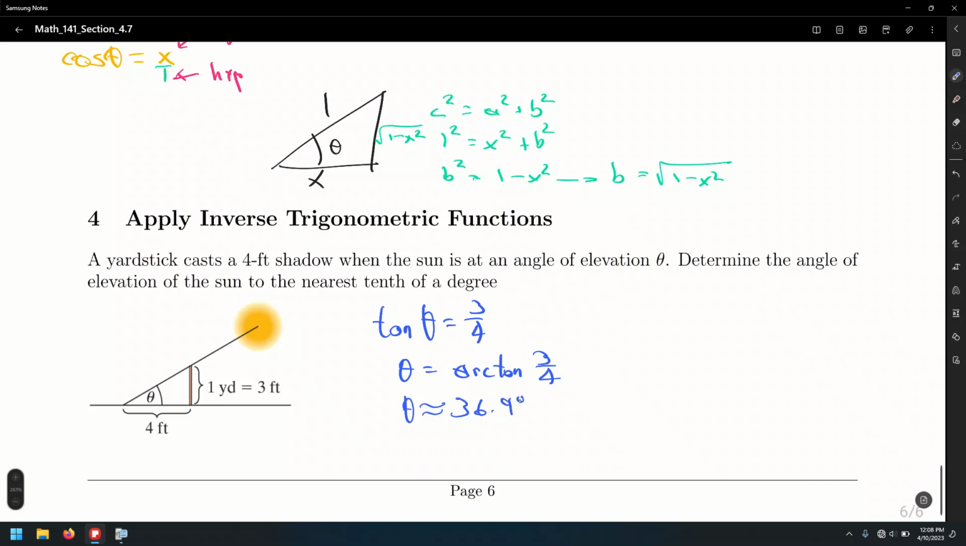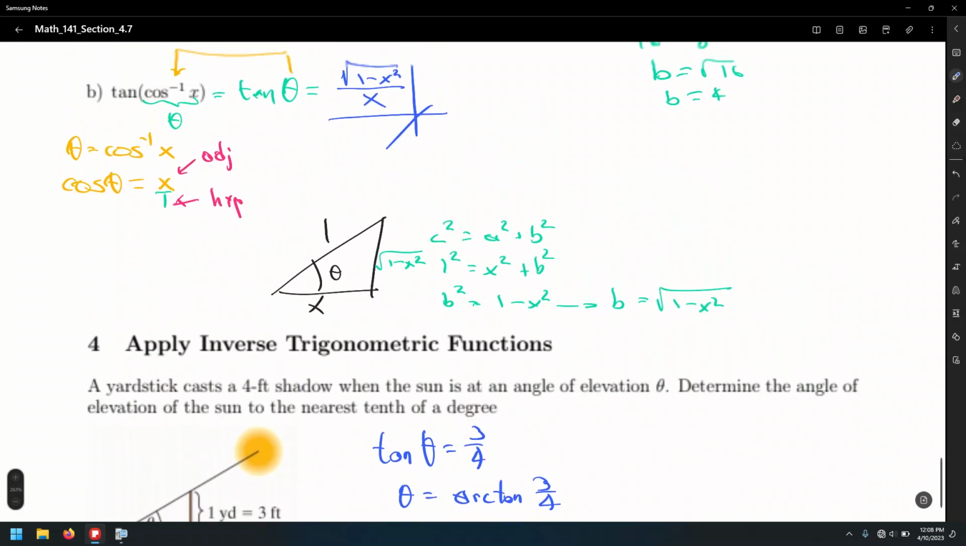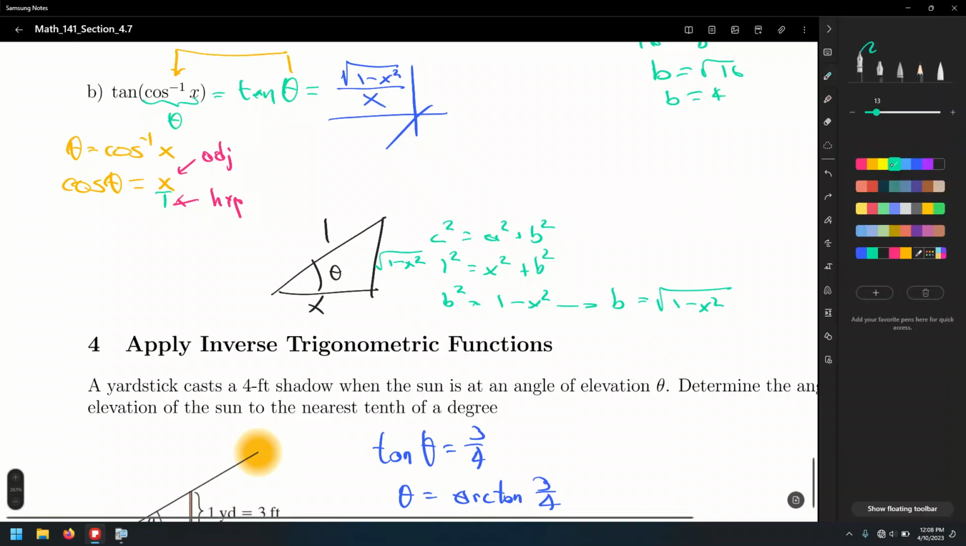36.9. And use the degree symbol because they want us to find degrees. Question? I'm sorry, can you just go to the last problem real quick? Yes. This one? Yeah. Where did you get the divided by x? So tangent. Oh, because tangent is opposite over adjacent. So the opposite is this radical right here, and the adjacent is x. All right.